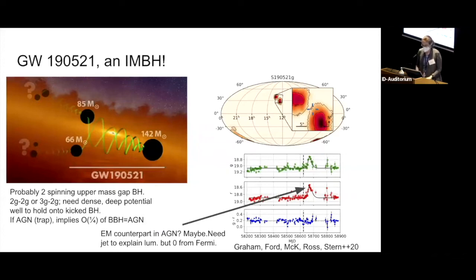There's also an interesting candidate counterpart. I'm not betting my kids' college fund on this, but it is very interesting that there is both a spatial and temporal coincidence with a flare in an AGN, observed in ZTF, that was coincident with the 190521 detection from the gravitational waves.